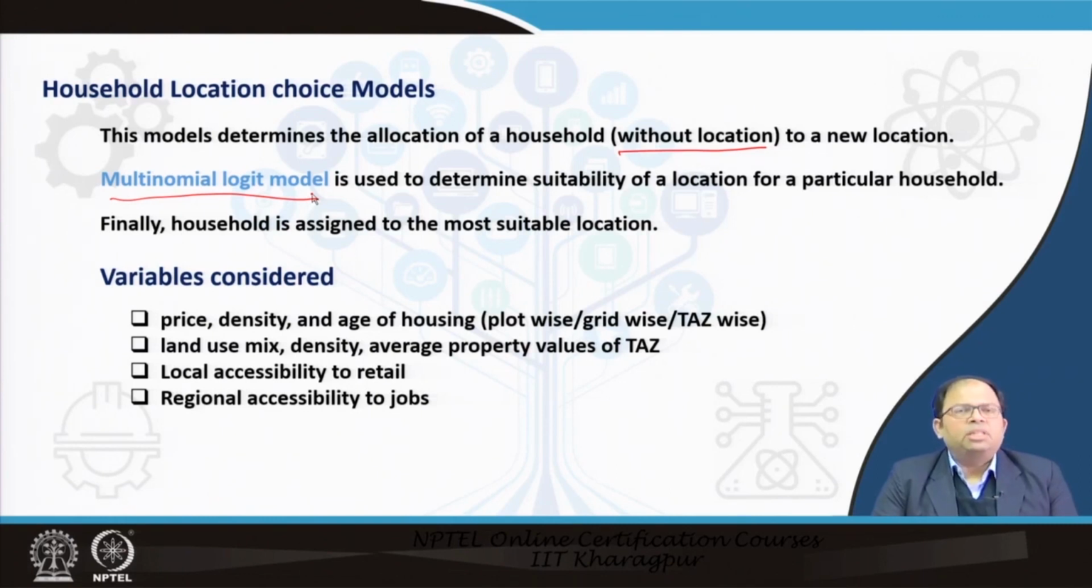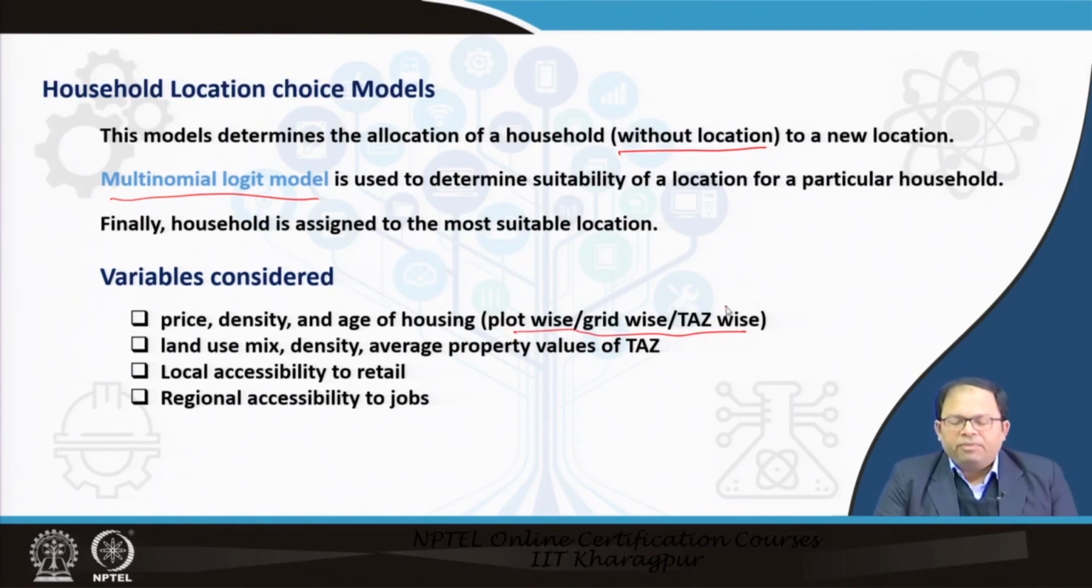So which are the variables considered for this? For this kind of models, we usually require different kinds of variables. Some of the variables are related to the housing type or the density or the age of the particular building in which the person is thinking of moving, or which is a choice for a particular household to move, and it could be either plot wise or grid wise, or it could be TZ wise. That means depending on the scale, we have to generalize.